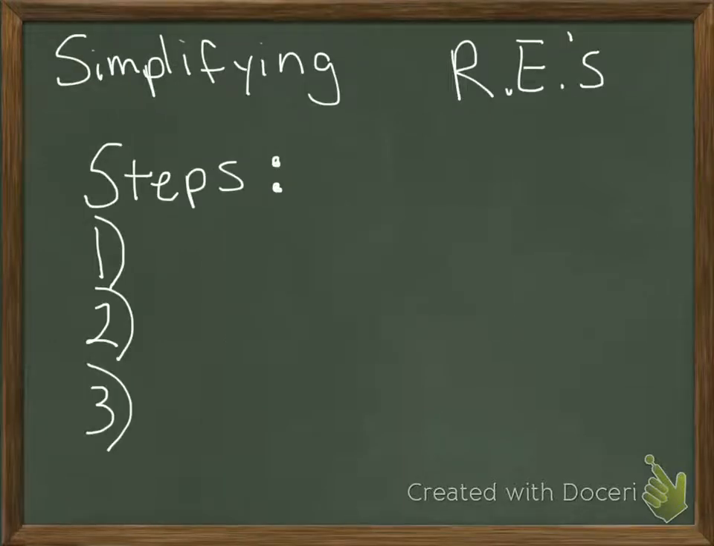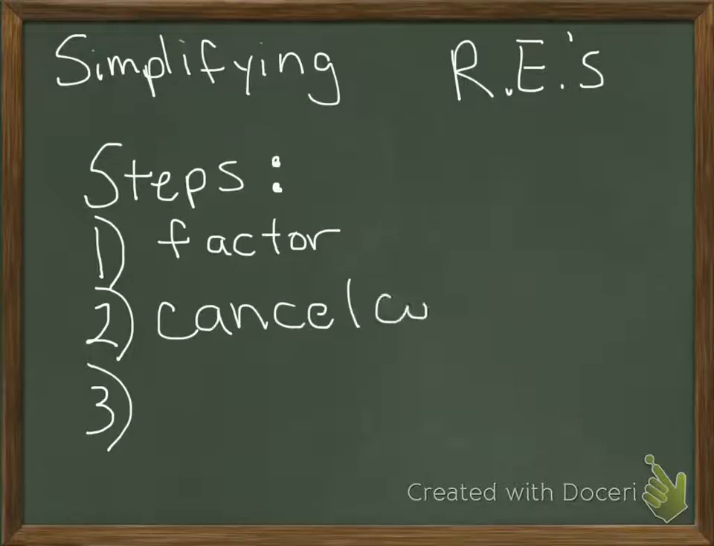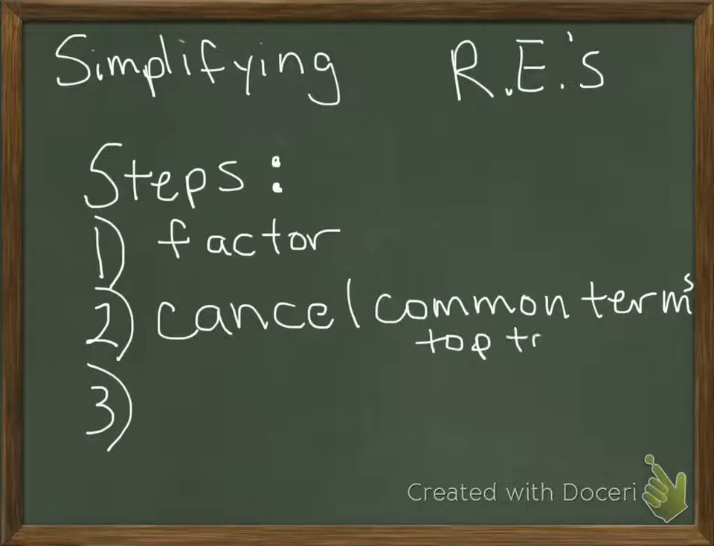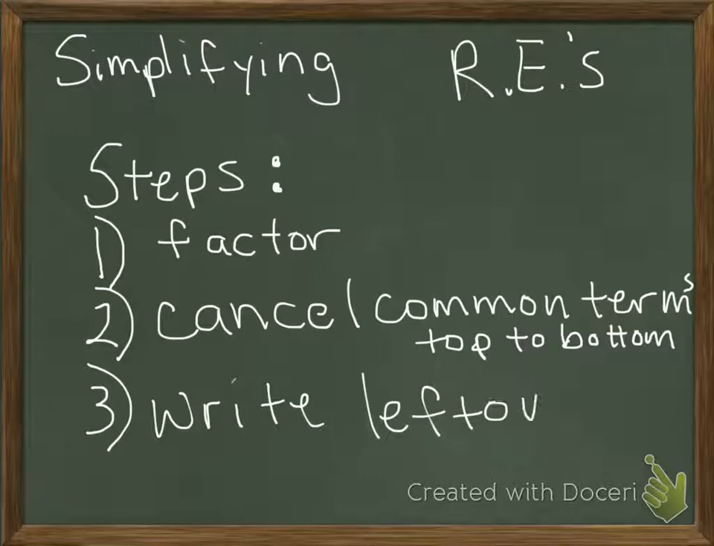When you simplify rational expressions, you're going to have three steps. The first step is to factor each part. The second step is going to be to cancel common terms, and this is going to be terms from the top to the bottom. Cancel common terms from top to bottom. And the third step is to write whatever's left for your answer. So you're going to write whatever is left over for your answer.